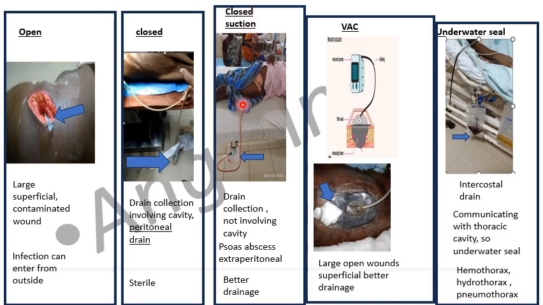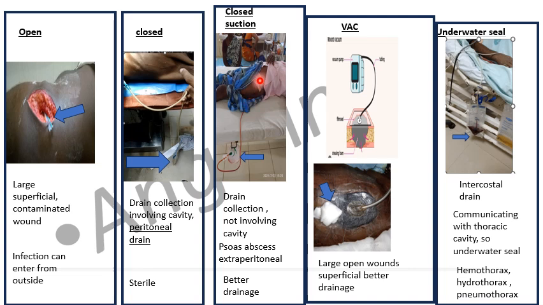Suppose you want a sterile closed system, but you also want to give some negative suction so that more of this unwanted stuff will come out. It will be aided by the negative suction. So you can do it provided it's not inside a cavity like your thorax or the peritoneum.